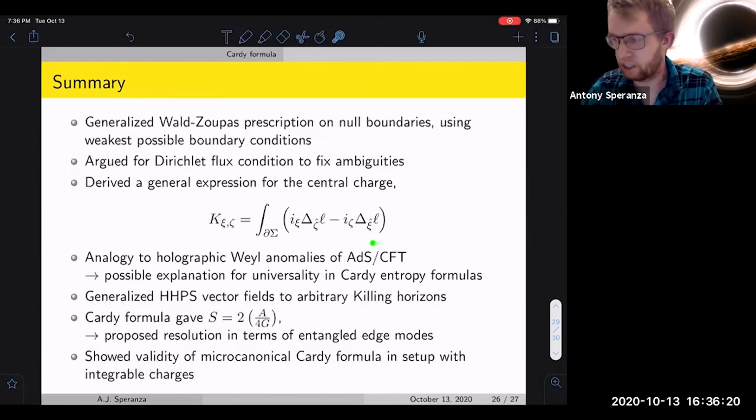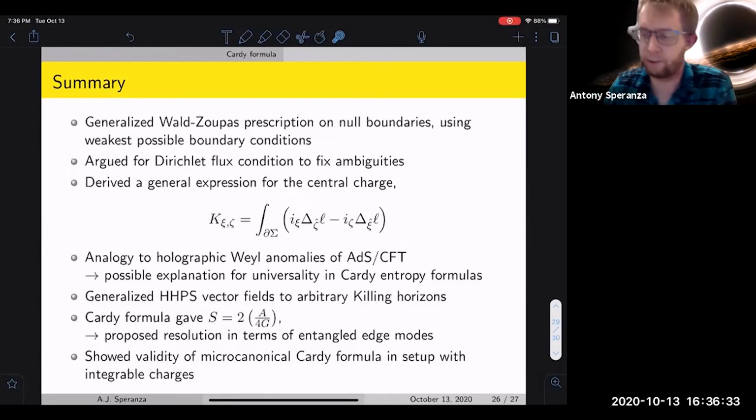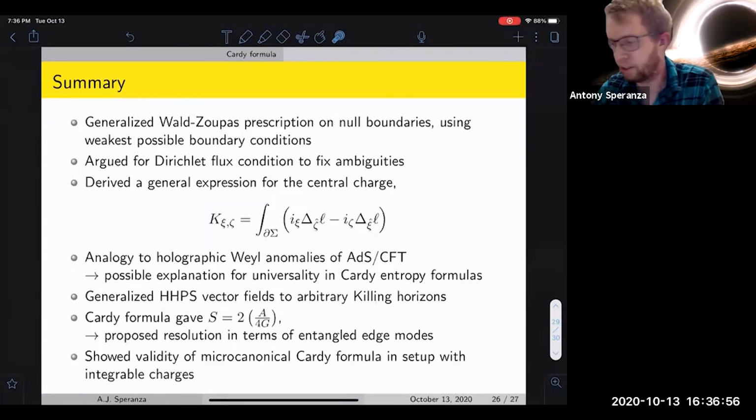Another result is this explicit expression of the central charge in terms of the anomalous transformation of the boundary term. I think it's a really nice formula, and it can be used anywhere that you're doing this sort of construction. And we tried to draw the analogy between holographic Weyl anomalies and this central charge. The goal was that maybe it's the anomaly that's determining the entropy when you're doing this Cardy formula. And that might give a universal explanation for why all of these symmetry algebras seem to get the same entropy.